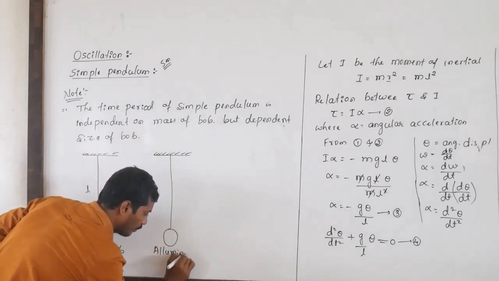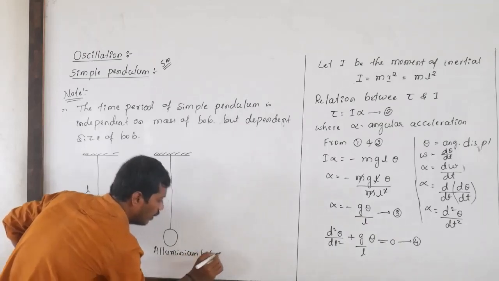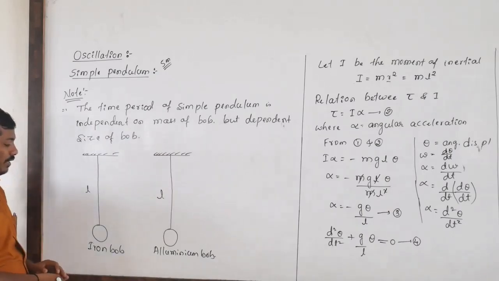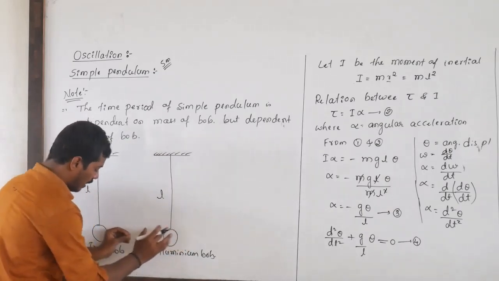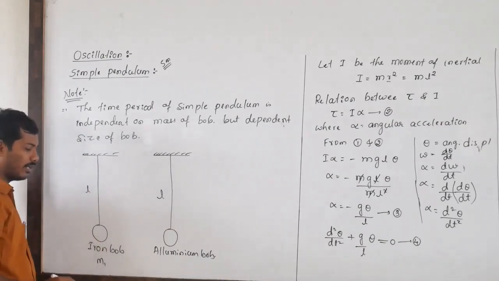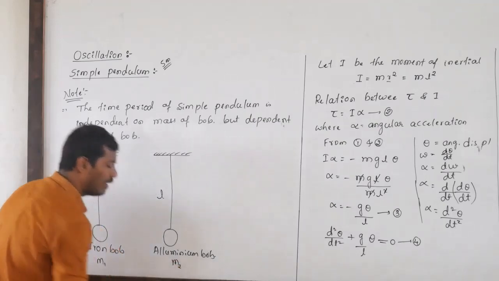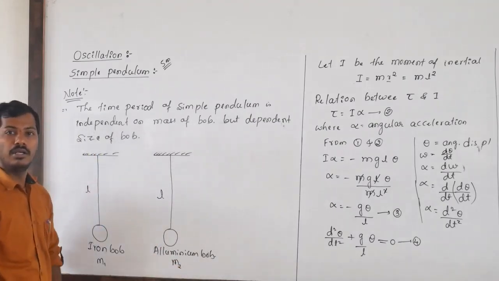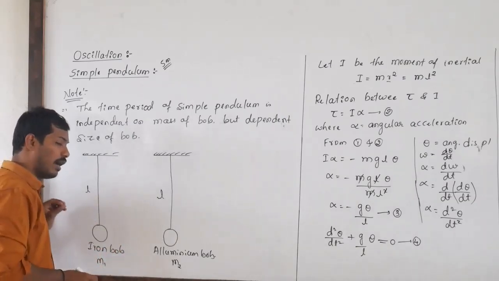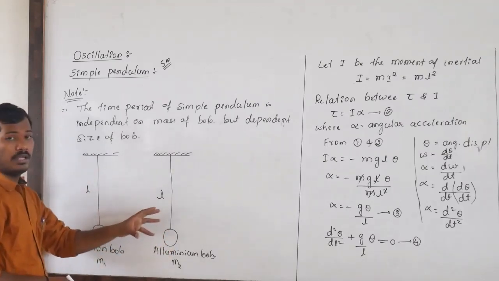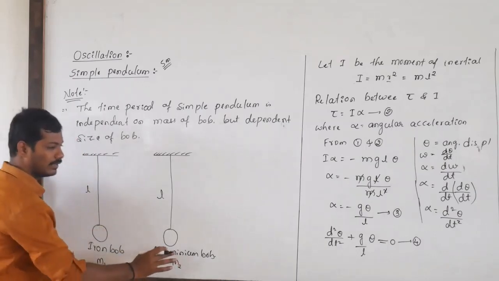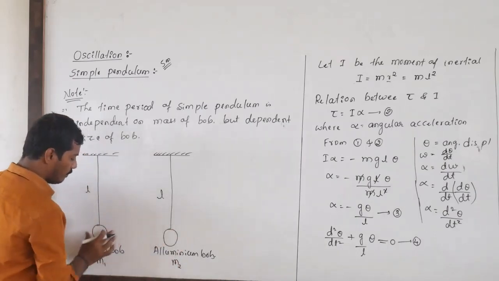Here I take the aluminium bob, and the length is also the same here. Let M1 be the mass of the iron bob, and M2 the mass of the aluminium bob. Both are different here. Then, what about the time period of these two? If you apply the same force on each body, then the time period of those two must be the same, because it does not depend on the mass, but it depends on the size of the bob.